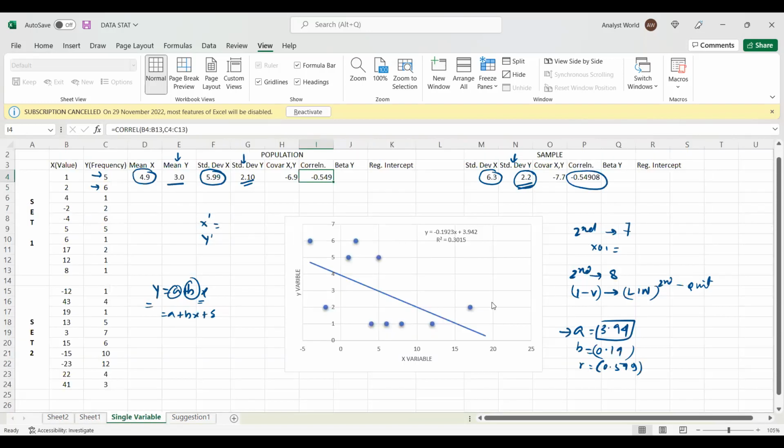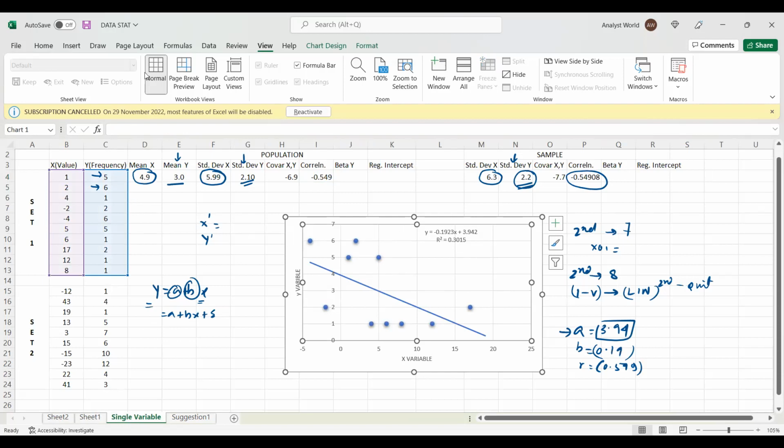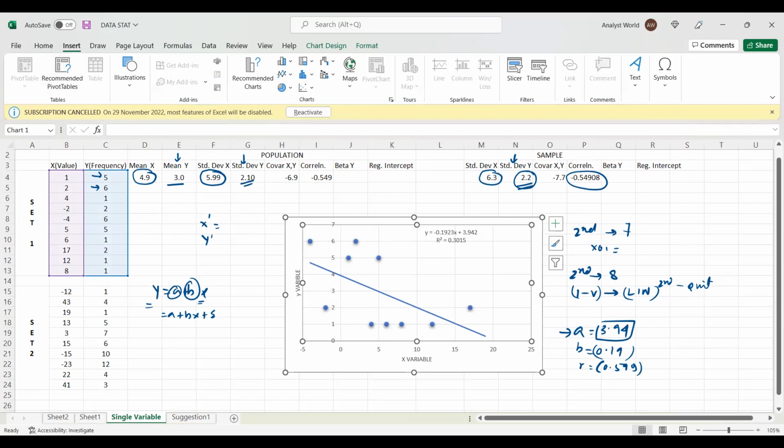Okay. And in here, what I have done is I have simply plotted this. When you plot this, how do we do it? We select all this data. And after we have selected all this data, we simply go to chart. You know how to do it, I believe.